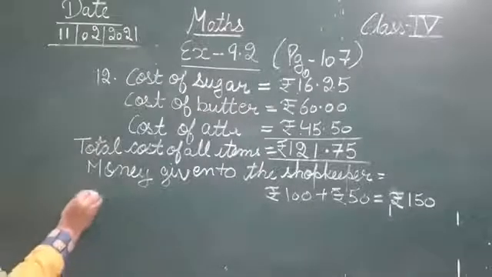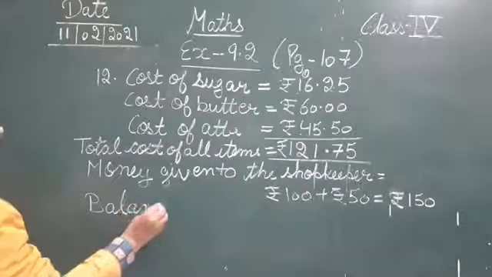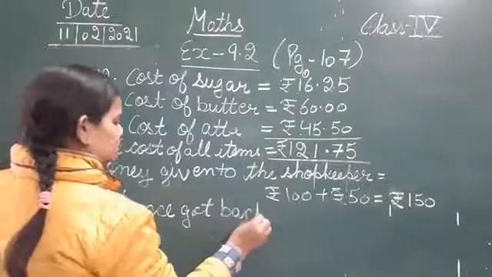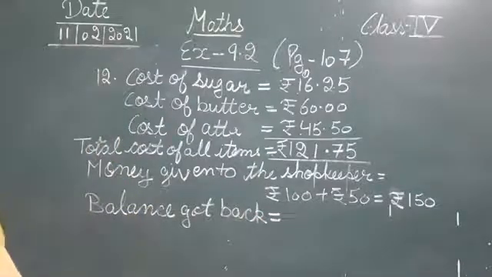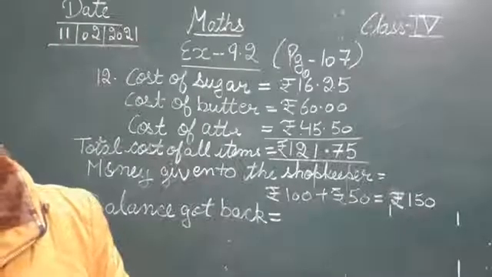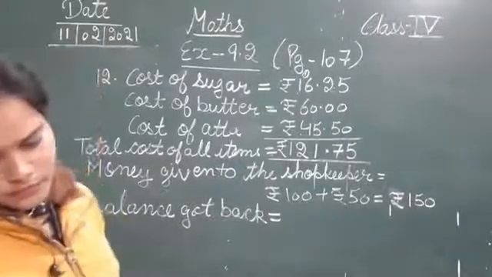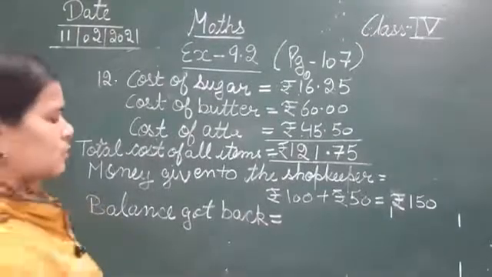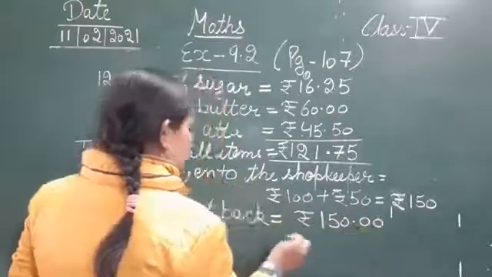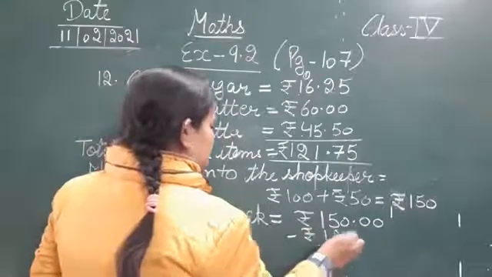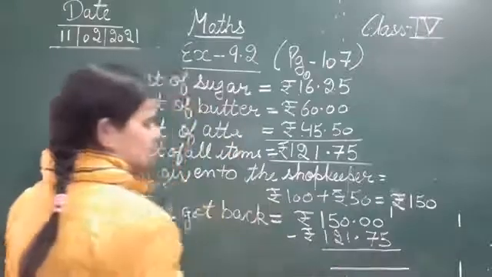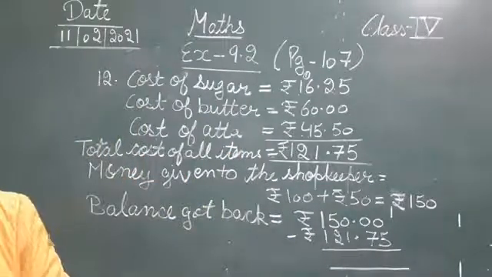The next is balance got back. Okay, so let's calculate the balance he got back. For this we will subtract the amount from the total, that is rupees 150 minus rupees 121 rupees and 75 paise. So let's just subtract it.